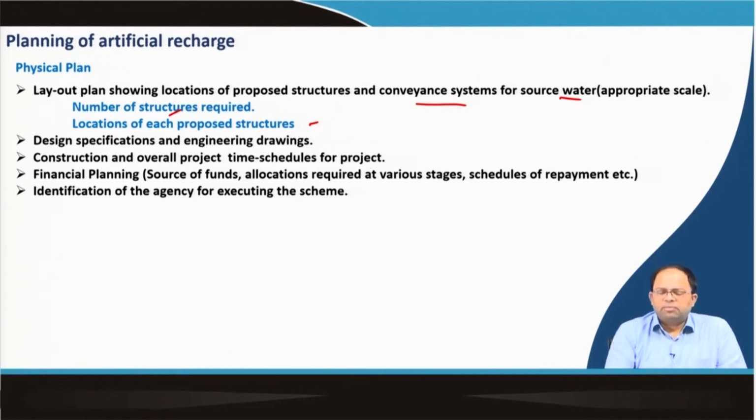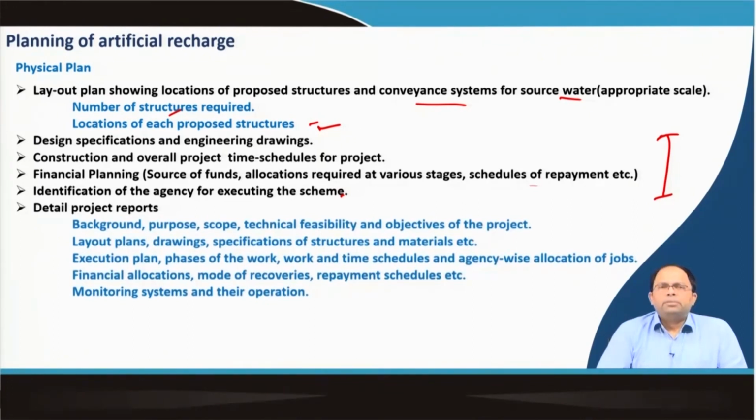Financial planning: sources of fund, allocation required at various stages, schedules of repayment, and identification of the agency for executing the scheme. So this part is the hard part, where the engineering part comes in, or the project contract awarding comes in. These are also part of the overall project, but as planners we can justify our project when the economic costs are viable. We can say this is the rough design of the project, and that is where we can end, and then the engineering design team could take over.